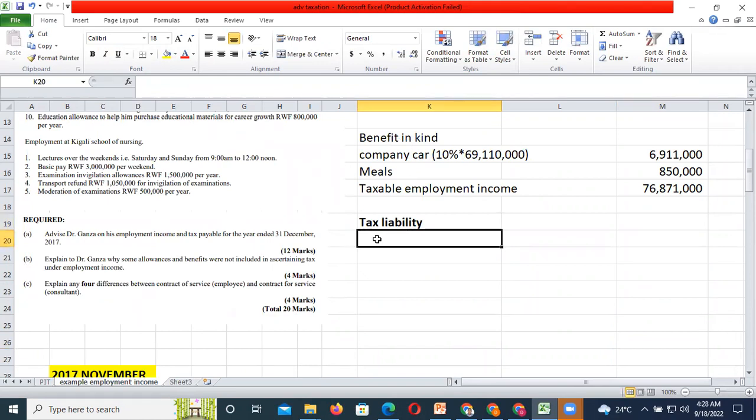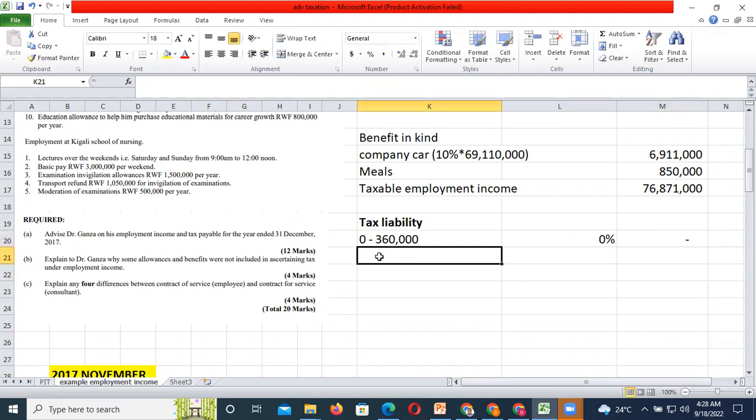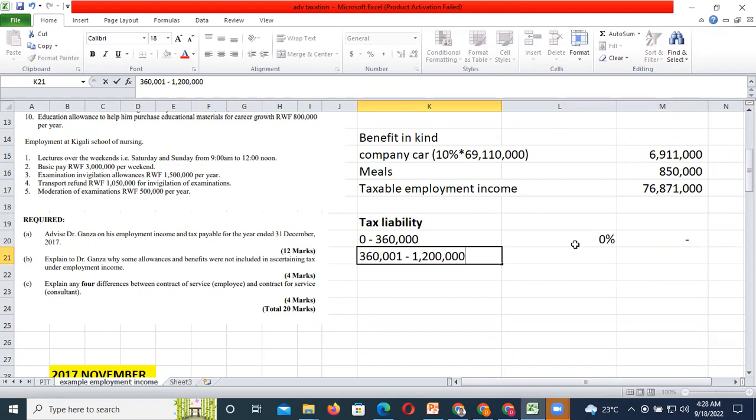So from here I will calculate from 0 to 360, because it is annual. That's why I was telling you the other day, it is 0%. Always look at the question. If the question is annual, then this is going to be 0, and from 360 to 1.2, which is charged at 20%, and here I will have 1.2 minus 360 times 20%.